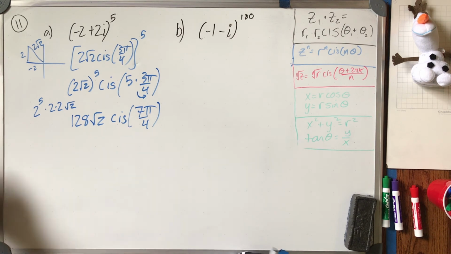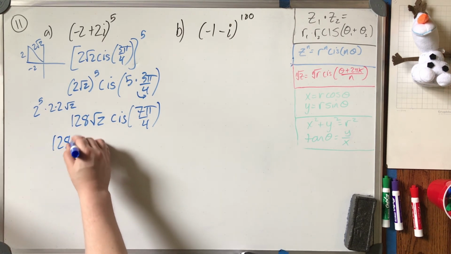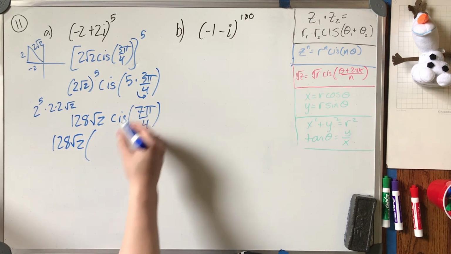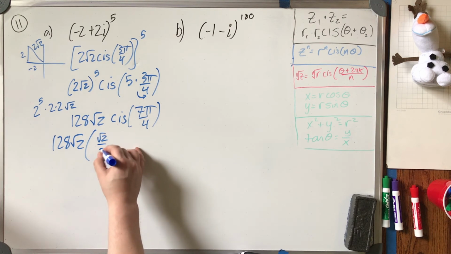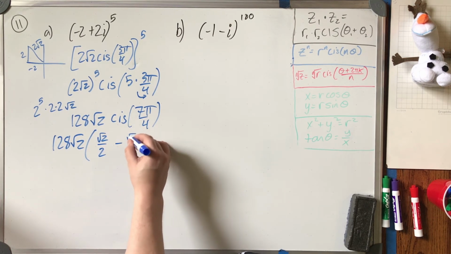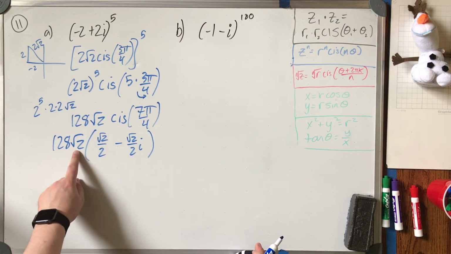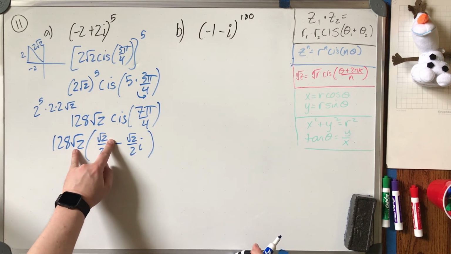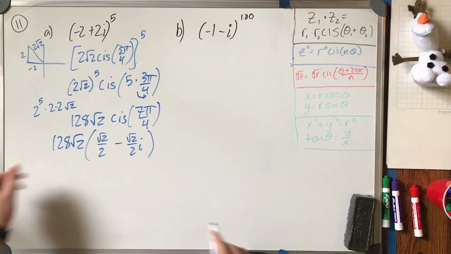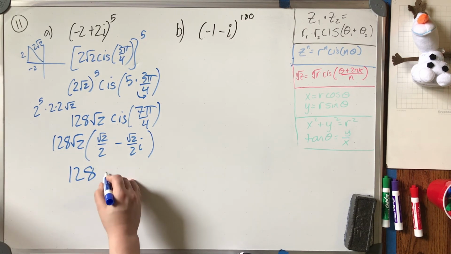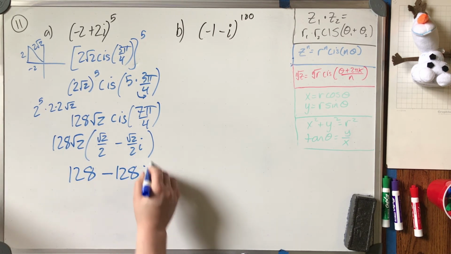And now I'm just going to convert this stuff. So I have 128 square roots of 2. Cosine of 7 pi over 4 is going to be square root of 2 over 2. Sine is going to be a negative square root of 2 over 2 i. So I'm just going to distribute this through. Square root of 2 times square root of 2 is going to be 2 over that 2. So those cancel, so I'm left with just 128 minus 128i.